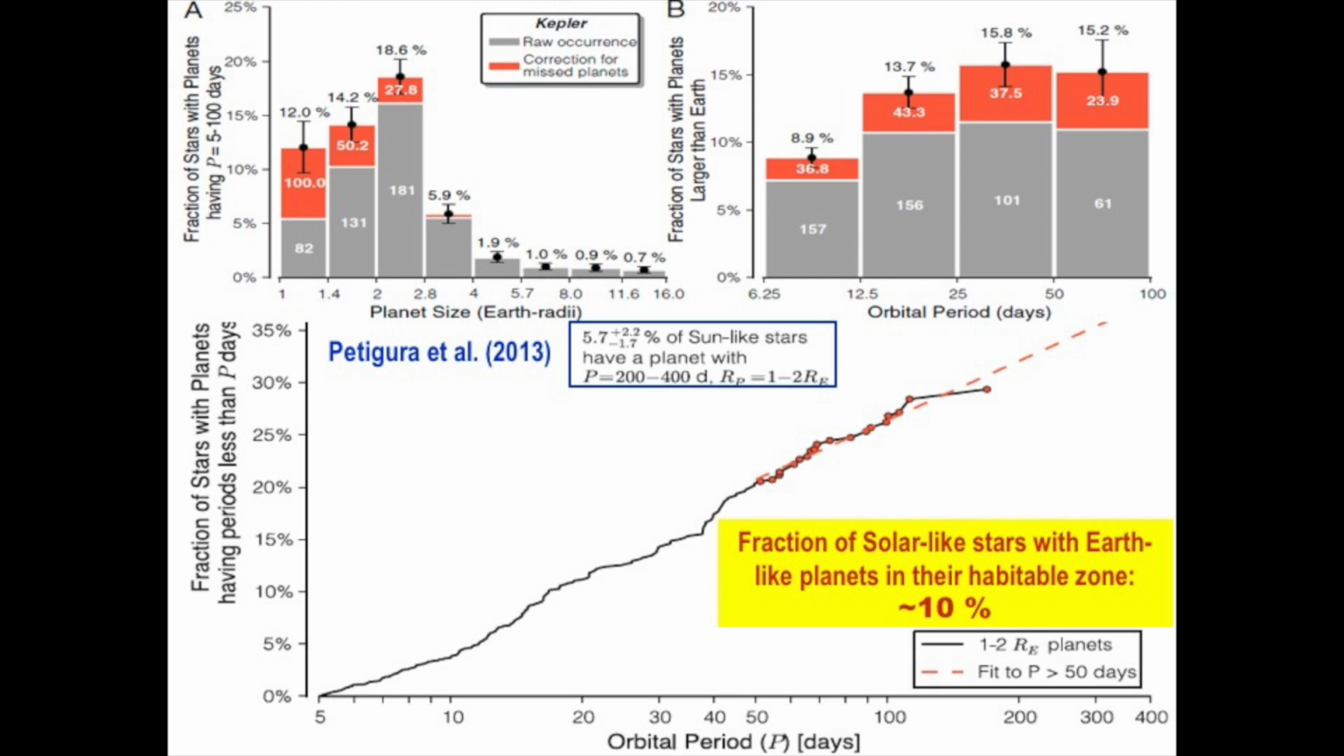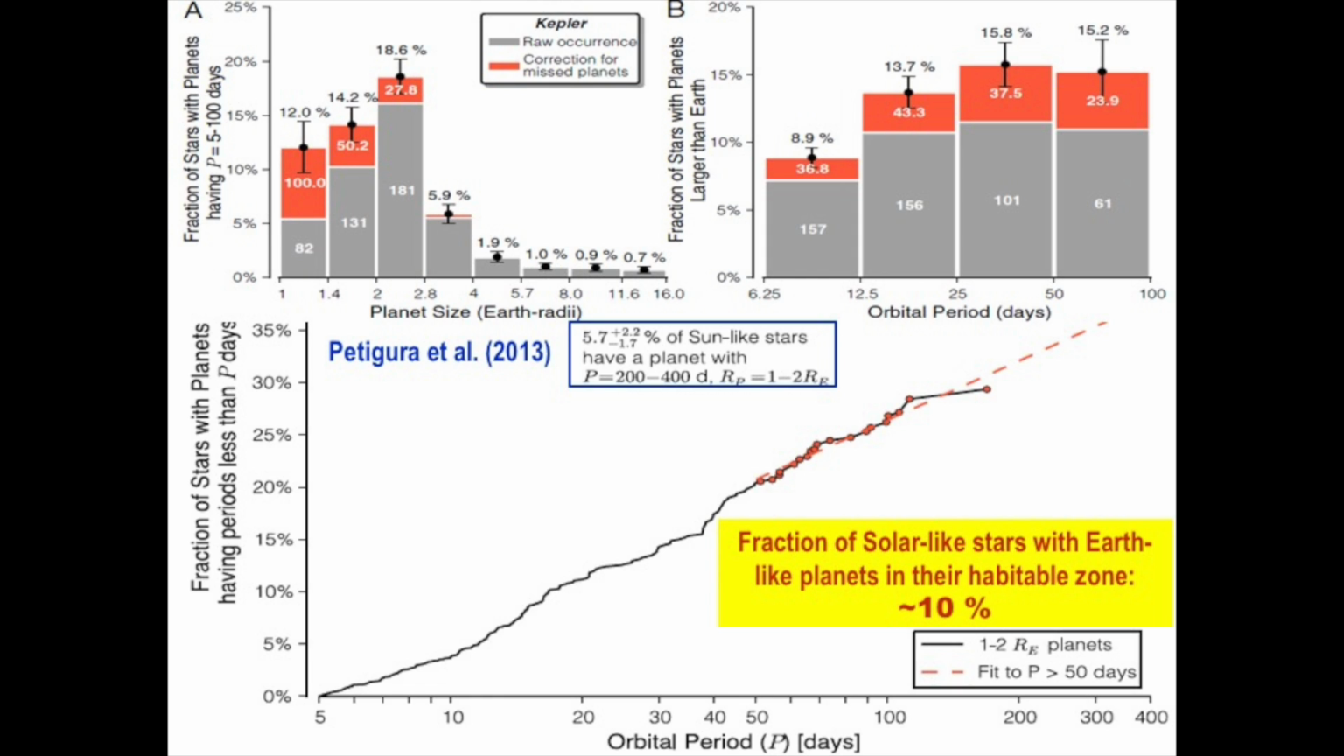Okay, now what fraction of them may have Earth-like planets in the habitable zone? This is the result of the observations made in the last 10 years or so, mostly by the Kepler telescope of NASA. You see there, as a function of the size expressed in Earth radii, how many planets have been discovered, and they are corrected by a factor which accounts for the bias, because they are less easy to detect when they are closer to their star.